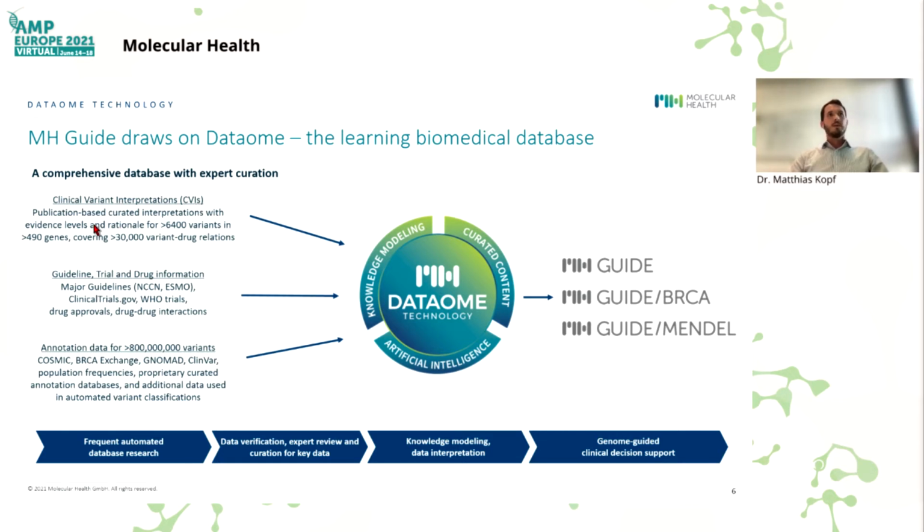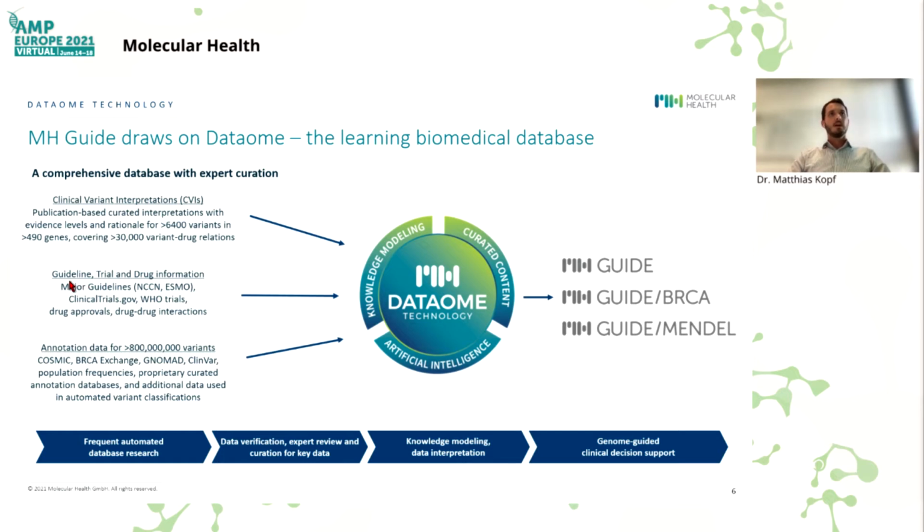We have such variant interpretations, including rationale and references, available for more than 6,000 variants and roughly 500 genes. And those cover more than 30,000 variant drug relations. The standard of those is high enough that they're basically building blocks for your report. And you can just select the ones that you consider relevant for your report with minimal need to refine them.